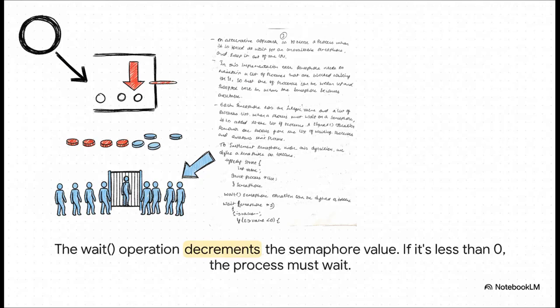The first key operation is wait. Your process walks up to the ride operator and says, "Hey, can I get a token?" This action subtracts 1 from the semaphore's counter. If the counter is still positive, great, you get a token and you get on the ride. But if that counter hits 0, it means all the tokens are gone, and your process has to stand in line and wait until someone else gets off.